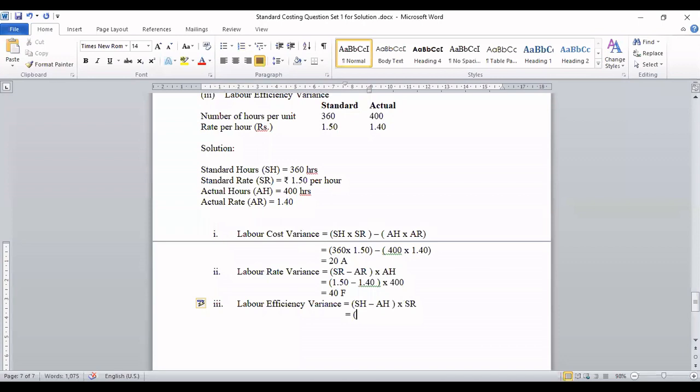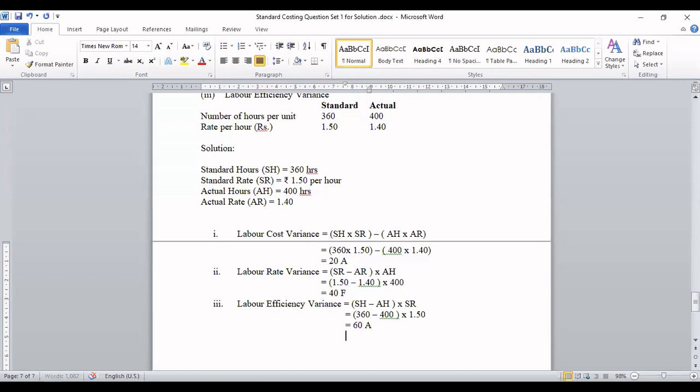360 minus 400, into 1.50. Come on, tell me. Final answer: 60 adverse is coming. Everyone getting the same, beta? Yes, sir.